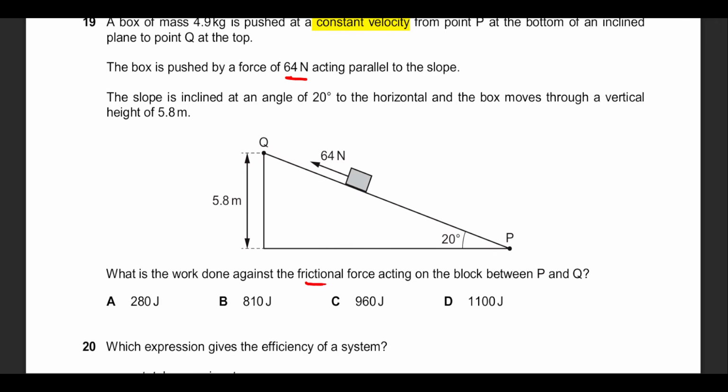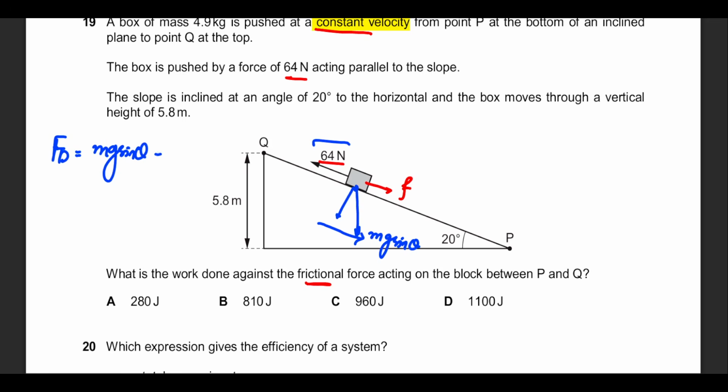He asks, what's the work done against the frictional force? Now, the first job is to find the frictional force. Since he says constant velocity, that means the forward force, which is 64, should be equal to the friction. But is there only friction between the block and the surface? Yes, but is there anything else that the force is working against? And that is the weight. In the opposite direction, it is the mg sine theta that is working with friction trying to stop this from going up. So the actual driving force is equal right now to mg sine theta plus friction. They're both working against it.